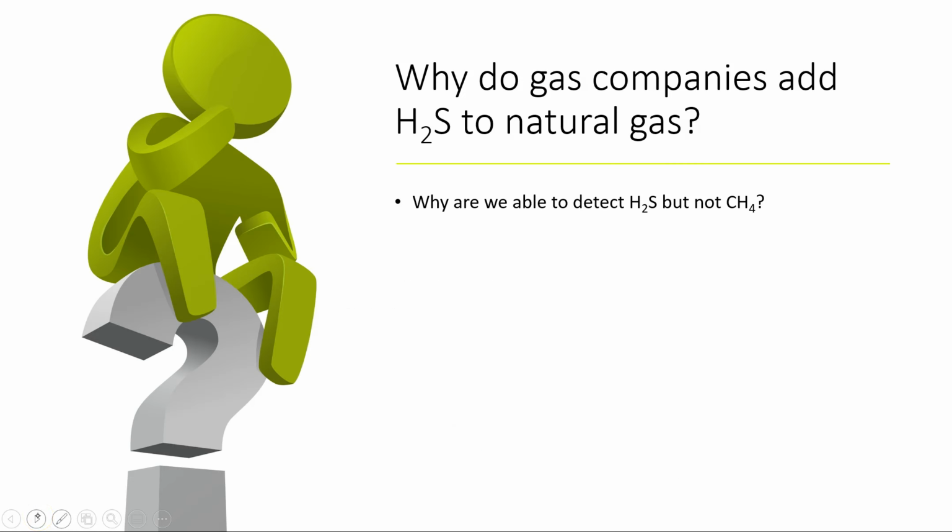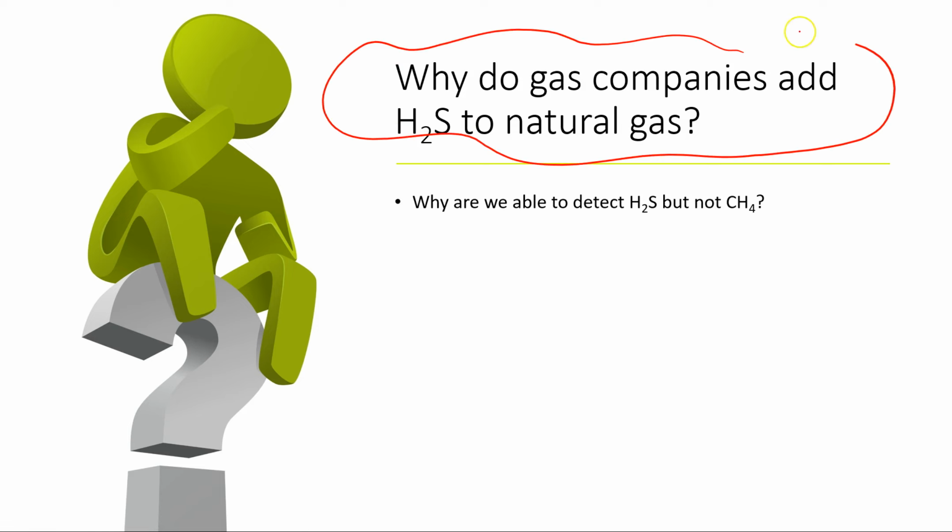So, going back to our essential question, you ought to be able to provide some sort of answer to this. Why do gas companies add hydrogen sulfide to natural gas? In other words, why are we able to detect hydrogen sulfide but not methane? Right? Hydrogen sulfide is a gas. Methane, also a gas. Right, so they both pass that. Are they able to form a gas at room temperature test? Why can we smell hydrogen sulfide but not methane?